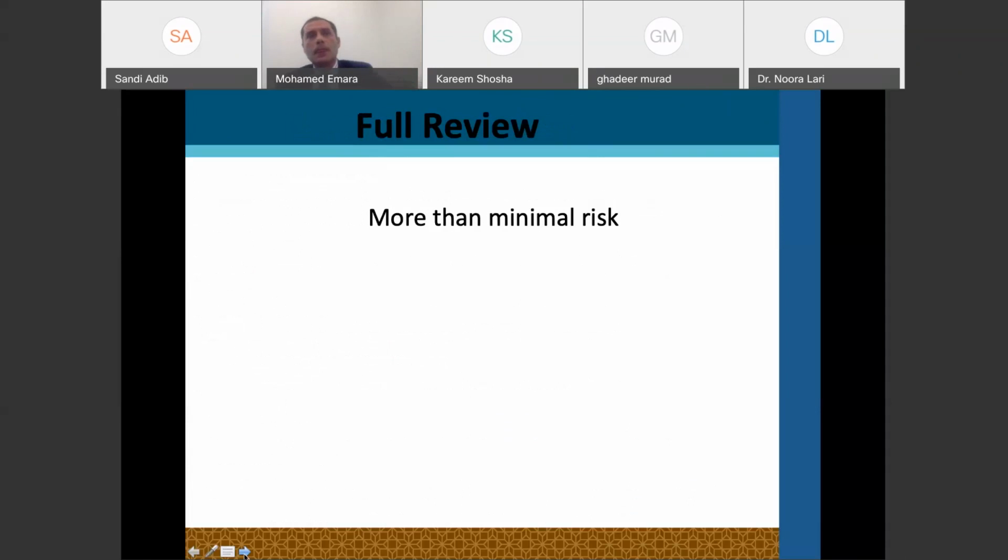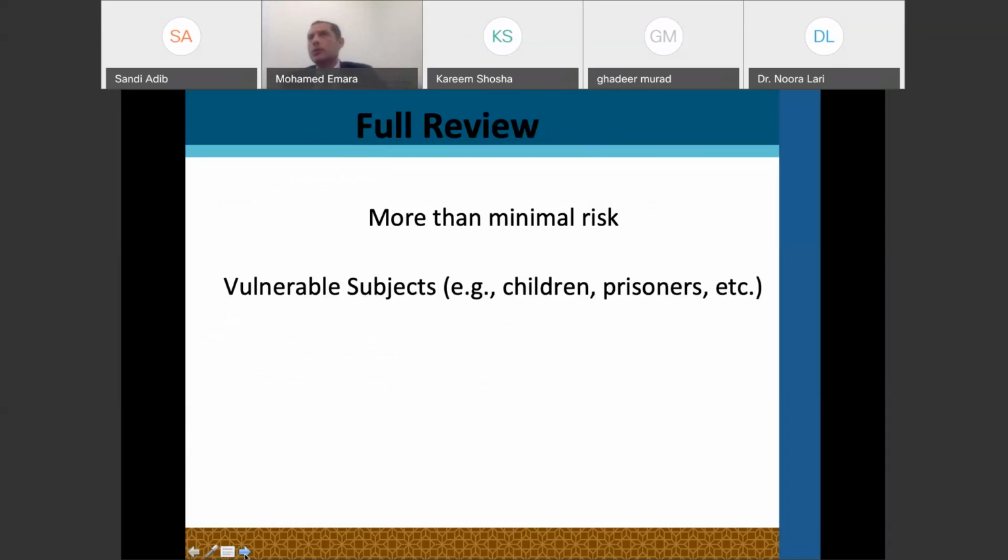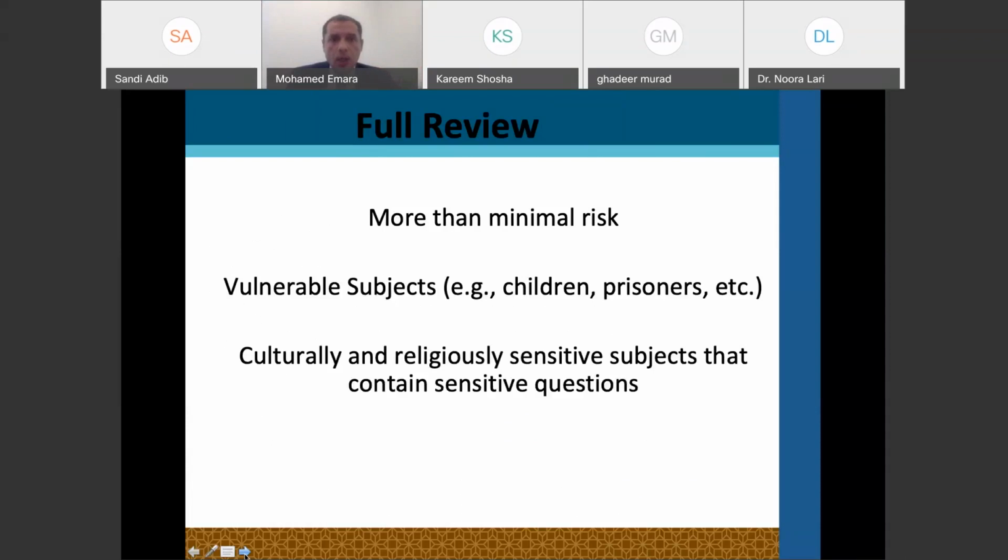For review, this is a full board committee, higher level, more than minimum risk. What is more than minimum risk? Anything involving vulnerable subjects: children, pregnant women, prisoners. Those are, and when I say children, I mean age 18 or below. So this is more than minimal risk. There might be a risk here that's being created over those subjects.